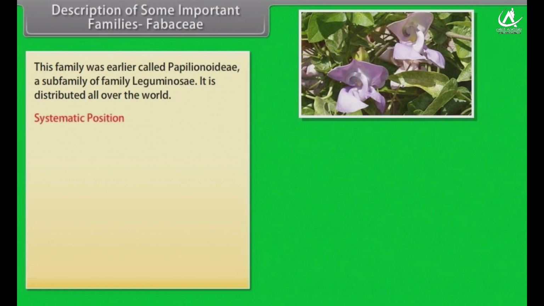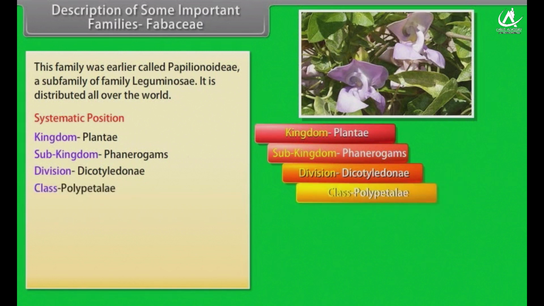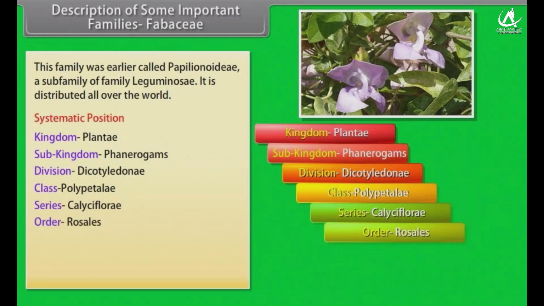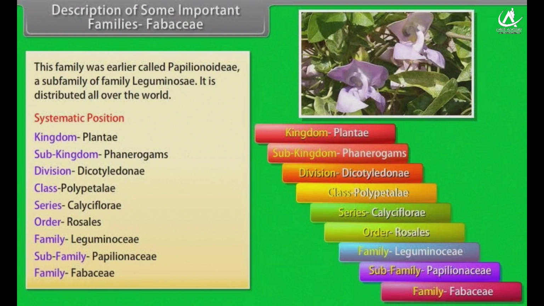Systematic position. Kingdom Plantae. Subkingdom Phanerogams. Division Dicotyledonae. Class Polypetalae. Series Calyciflorae. Order Rosales. Family Leguminosae. Subfamily Papilionatae. Family Fabaceae.